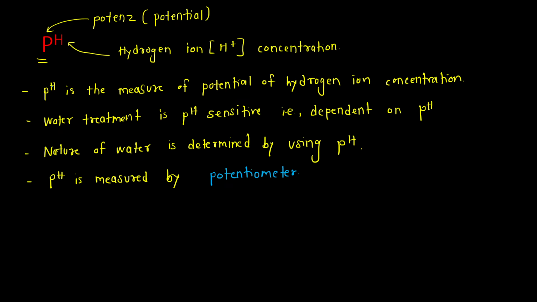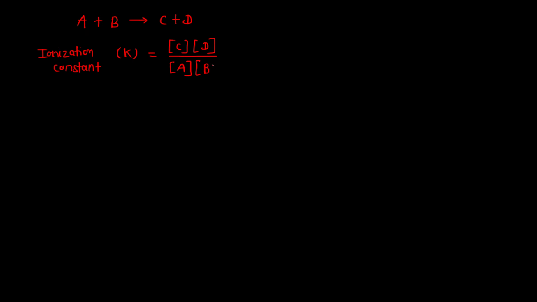Now we will see what is the formula for pH. For that we will have to take one equation. A plus B gives C plus D. If this is the standard equation, then from chemistry the ionization constant K is equal to the product of concentration of products divided by the product of concentration of reactants. This box stands for concentration of the particular product or reactant. So this is the formula for ionization constant.